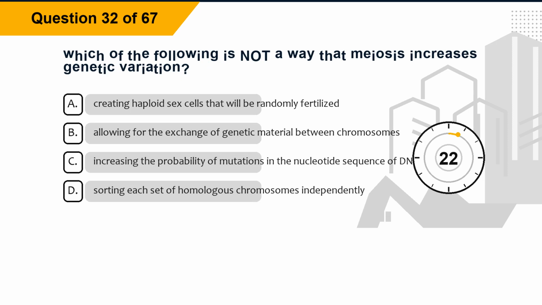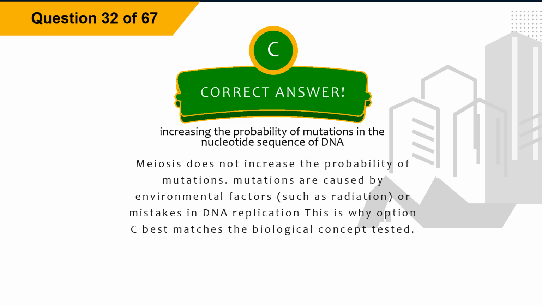Question 32. Which of the following is not a way that meiosis increases genetic variation? Option A, creating haploid sex cells that will be randomly fertilized. Option B, allowing for the exchange of genetic material between chromosomes. Option C, increasing the probability of mutations in the nucleotide sequence of DNA. Option D, sorting each set of homologous chromosomes independently. The correct answer is option C, increasing the probability of mutations in the nucleotide sequence of DNA. Explanation: meiosis does not increase the probability of mutations. Mutations are caused by environmental factors, such as radiation, or mistakes in DNA replication. This is why option C best matches the biological concept tested.